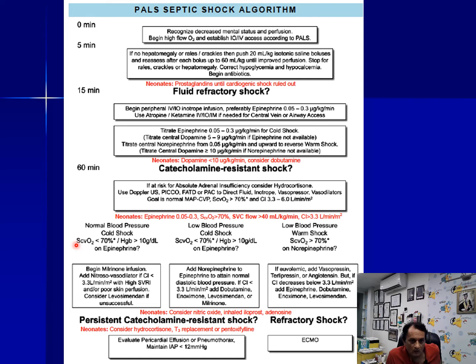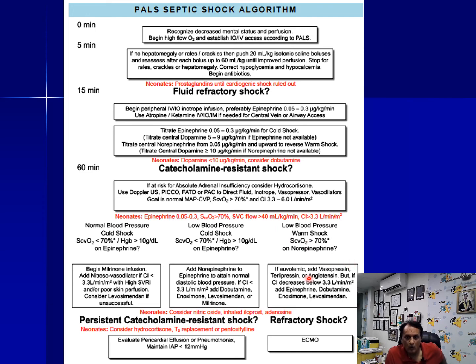So the next step all depends, in a septic shock patient, on whether you have a normal blood pressure or low blood pressure. If you have a normal blood pressure and cold shock, your saturation is less than 70, hemoglobin is fine, and you are on epinephrine, then in these patients with normal blood pressure, you can begin with milrinone, to have some effect of vasodilatation and increased cardiac output. But if you already have low blood pressure in a cold shock, your mixed venous saturation is less than 70%, hemoglobin is okay, and you are on epinephrine, then maybe here you have to put in a little bit of norepinephrine and titrate the effect.